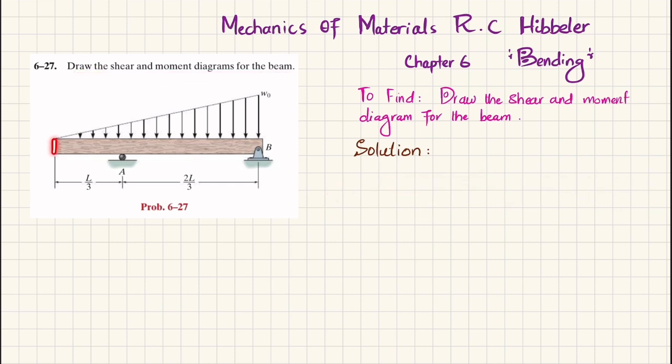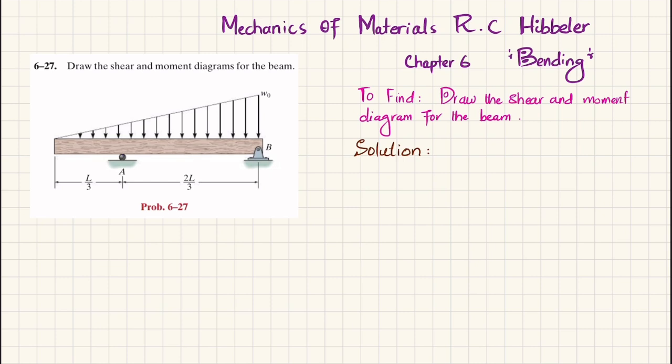You can see this is an overhanging beam and there is a triangular load of magnitude W0 at this end. At this end the load is 0. There is a roller support at A and at point B we have a pin support. So you have to draw the shear and moment diagram for the beam. Let's start with the solution.